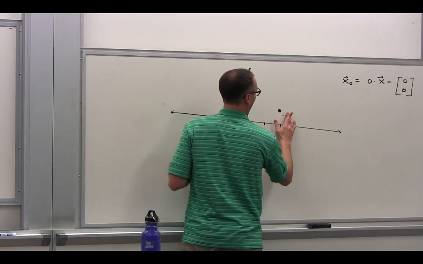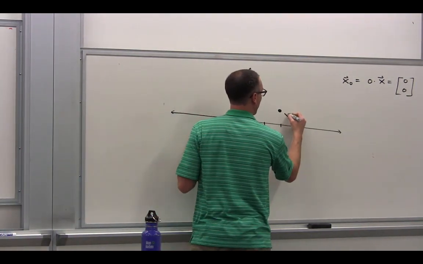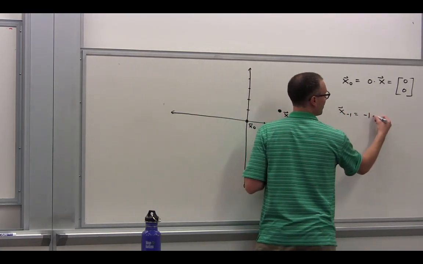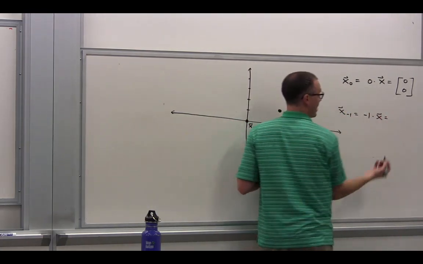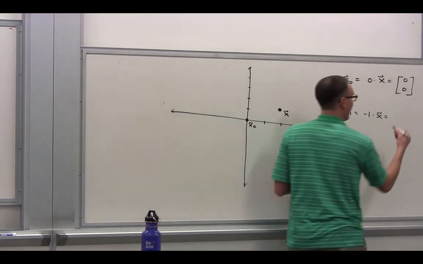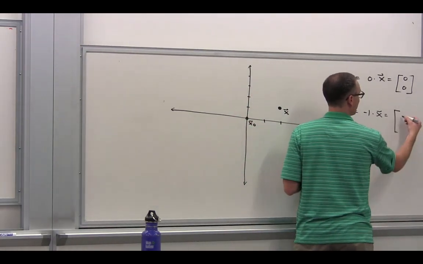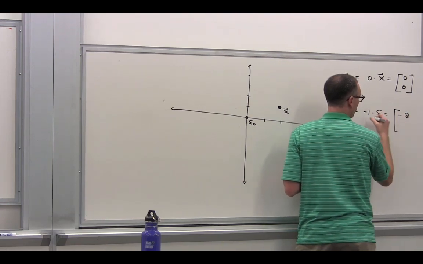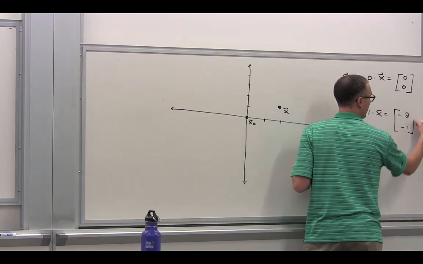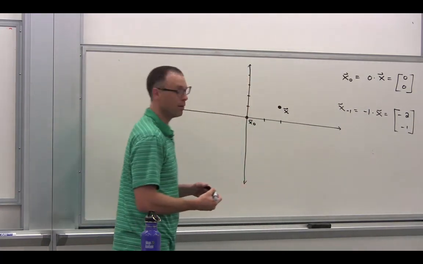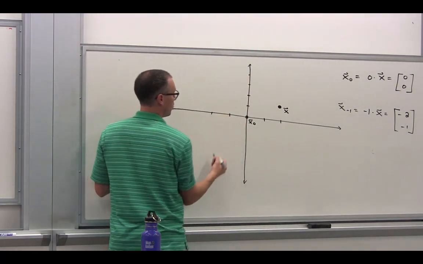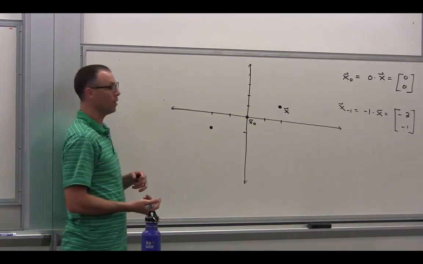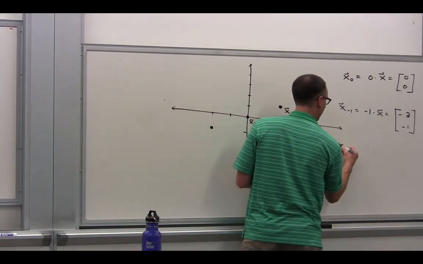Okay. All right, what would x negative 1 be? So let's go x negative 1. Could you guess what that is? Negative 1 times x. So it would be negative 1 times 2, which is negative 2. Negative 1 times 1, which is negative 1. What's that one? Yeah, so now it's over here. Okay, let's do another one. What would x2 be?